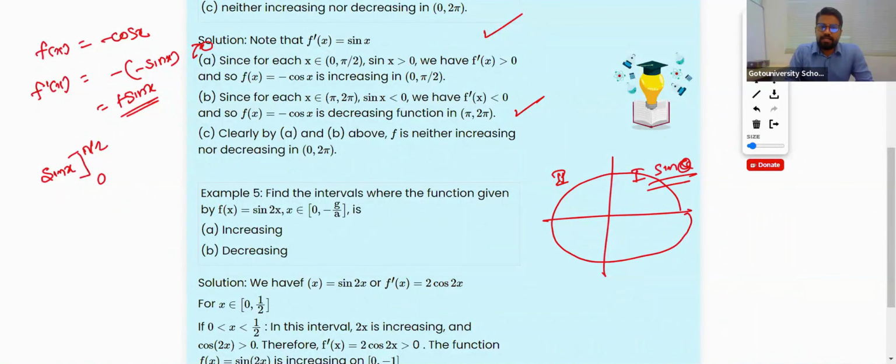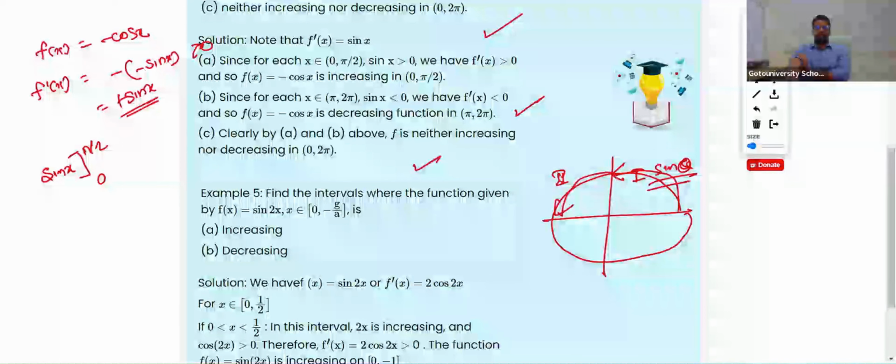So I cannot say clearly increasing function or clearly decreasing function, because it is varying, increasing as well as decreasing, right? So that's how we get this. Is it making sense? From 0 to pi I can say, pi to 2 pi I can say, but 0 to 2 pi it is both increasing as well as decreasing. That's why I cannot give a conclusion of clearly increasing or clearly decreasing. So it's neither increasing nor decreasing function, we can say.